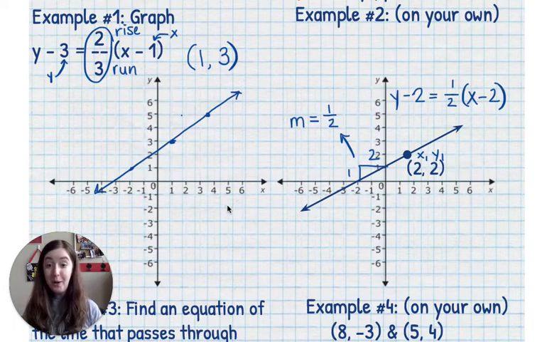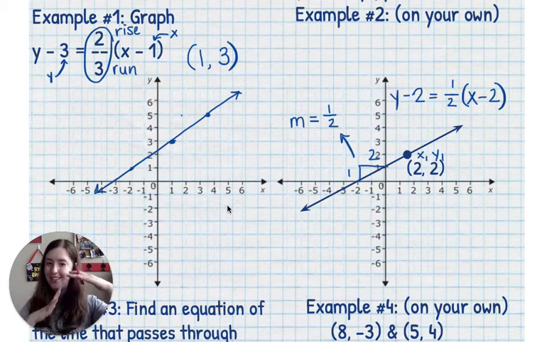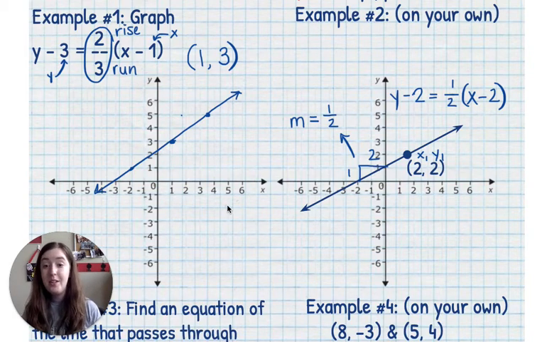So we told you what point to use, (2, 2), and then the only other thing you had to figure out from your line was the slope. So we saw that if we went up 1 and over 2, that's how we got our slope. So our slope was 1/2. And then we just have to pop it into that form. So you should have ended up with y minus 2 equals 1/2 times x minus 2.